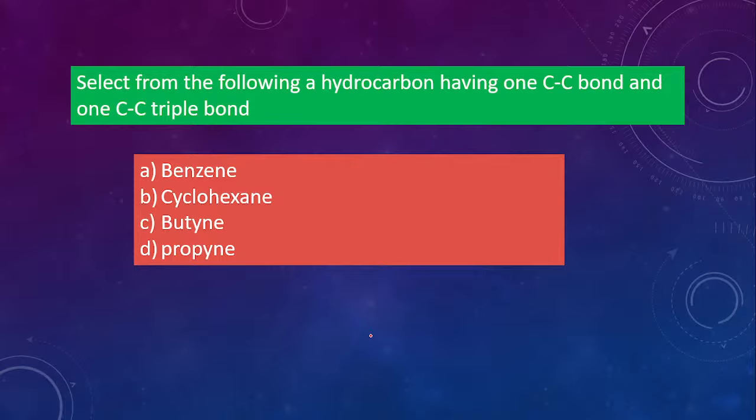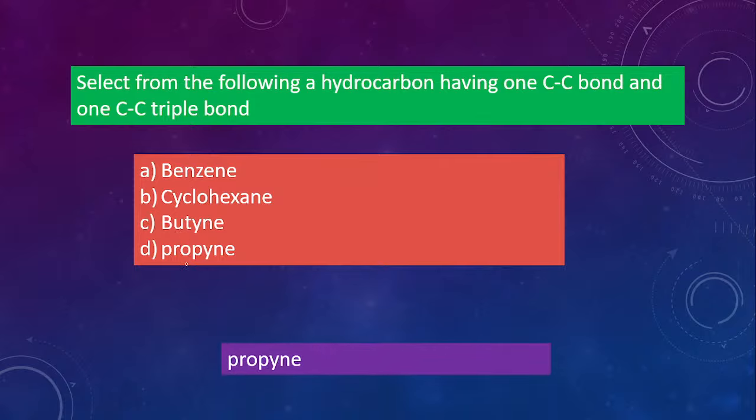So what do you think is the answer? Is it benzene, cyclohexane, butyne or propyne? Okay, so benzene has alternating carbon-carbon single bonds and double bonds. So it cannot be one carbon-carbon single bond or one carbon-carbon triple bond. Triple bond is not there in benzene. Benzene has double bonds, right? Cyclohexane. So cyclohexane has all single bonds since it's an alkane. So it cannot be. Butyne has a triple bond, but butyne is four carbons, right? So four carbons, so it cannot be only one single bond.